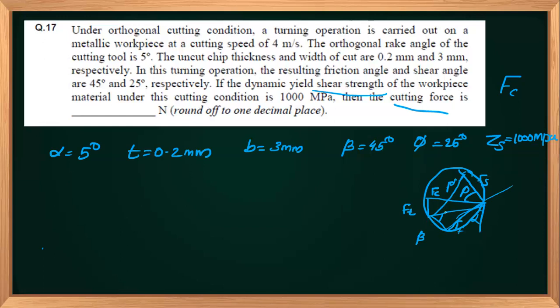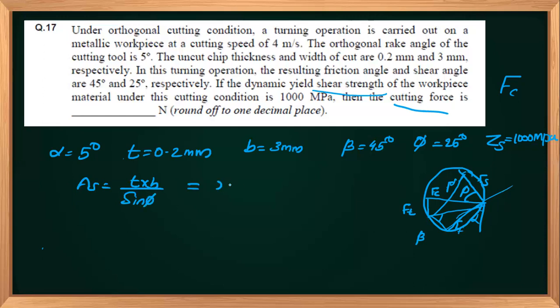We are not interested in these other things. We are only interested in Fc and Fs. So can we find out Fs? Of course, we can, using the formula. What will be As, the shear area? Shear area will be equal to t times b divided by sine phi, right? So we know all the things.